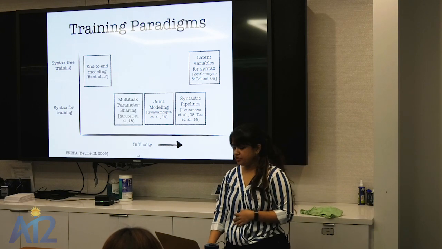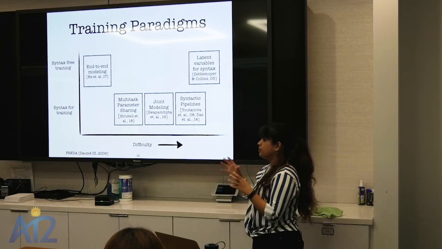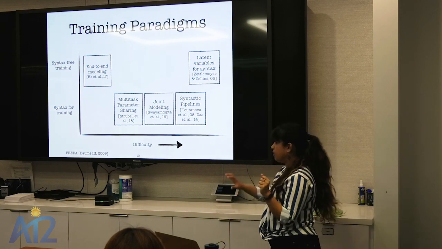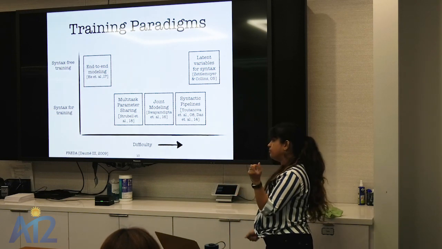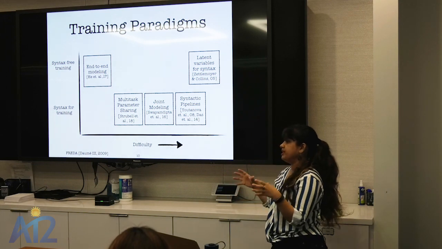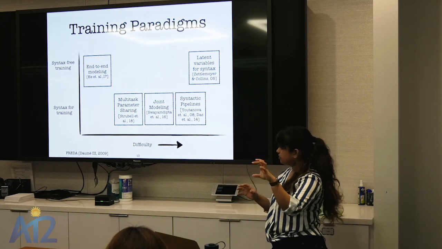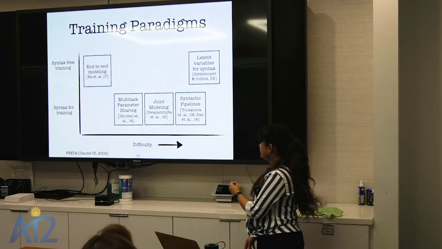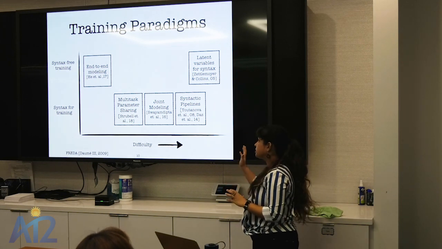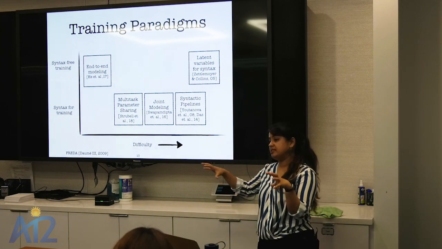So one simplification of this is multitask parameter sharing, where from the point of view of the model, you now have two different objectives, one for syntax and one for semantics. So you will be optimizing both objectives at the same time, and you will be sharing some parameters between the two objectives, but each of these two tasks will get their task-specific parameters. Now, this works well, but you still have to do each task separately.